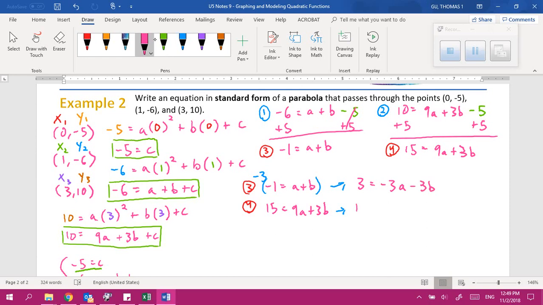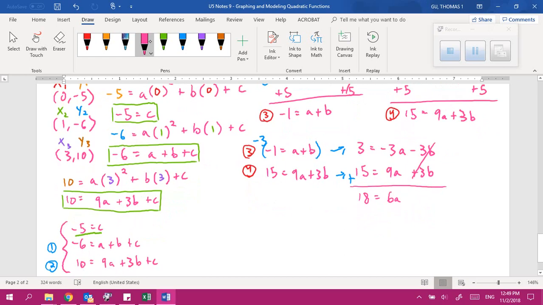Okay, and then we got 15 equals 9a plus 3b. So now we can see the negative 3b and the positive 3b, that cancels, right? We add these two equations together. And if I add these two equations together, what do I get? 18 equals 6a. How do I solve for a? Divide by 6. And so a equals 3. That's right. Nice.